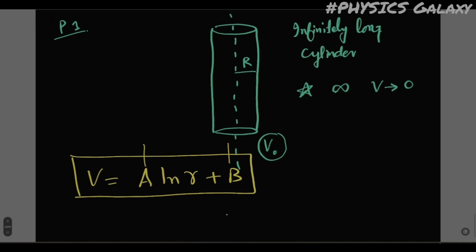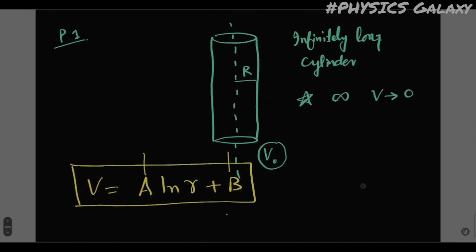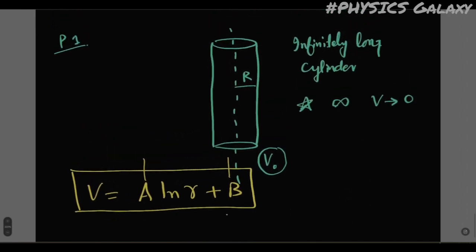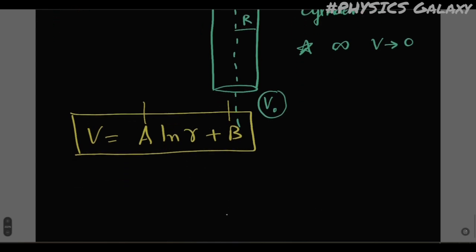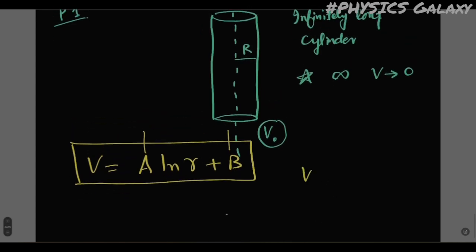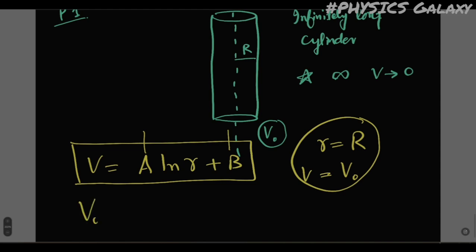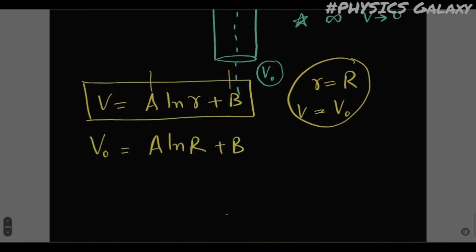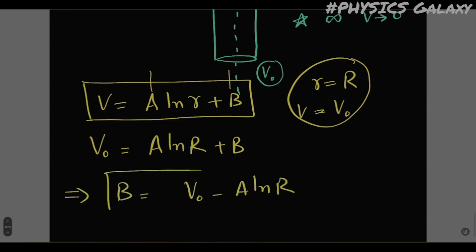Now look carefully here. The first constant we'll find very easily. We know when R equals capital R, V equals V naught, right? So we'll substitute these two things into this equation. So V naught equals A ln of capital R plus B. From here we can get the value of B. So B equals V naught minus A ln of R, right? So we have one constant.